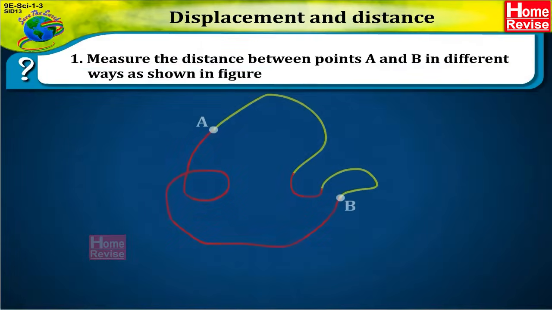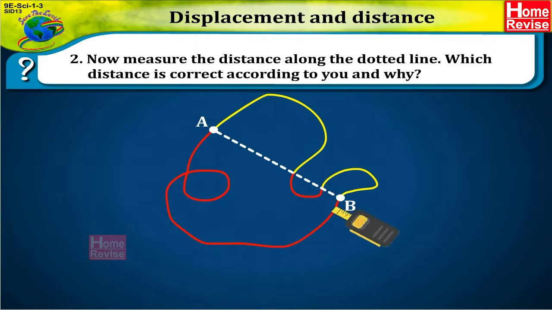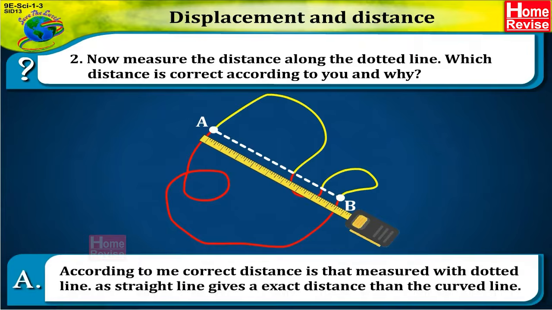Distance and displacement. Let's try this. 1. Measure the distance between points A and B in different ways as shown in figure 2. Now, measure the distance along the dotted line. Which distance is correct according to you and why? According to me, the correct distance is that measured with the dotted line. A straight line gives an exact distance compared to the curved line.